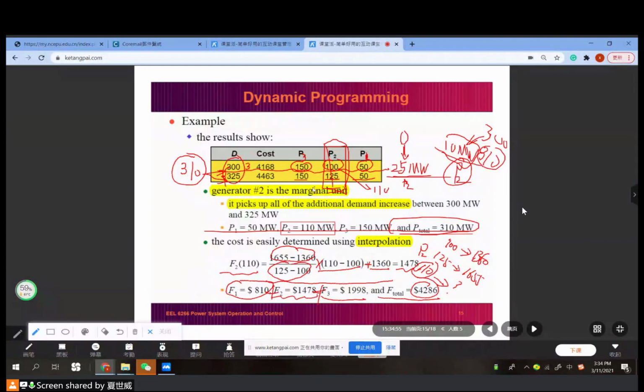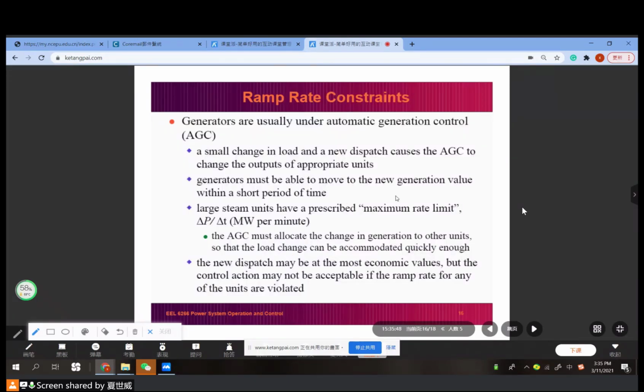Okay, so any problem for this part? I think it's very easy. And next is how to allocate this 10 megawatt. After analysis, we found that this 10 megawatt should be taken up by generator 2. Then we calculate the fuel cost only for generator 2 for this 110 megawatt. We got this. This plus the fuel cost for generator 1 plus the fuel cost for generator 3, we got the total cost.